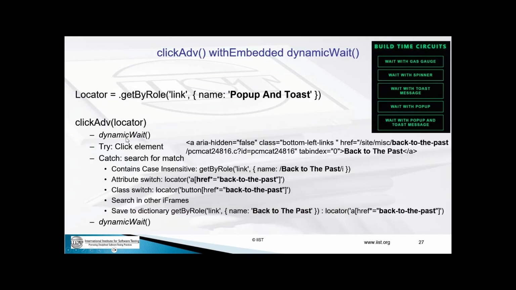We're embedding the dynamic wait, doing the click, and guess what? The session from last month, we talked about if that button, you can't find it, like back to the past doesn't exist. There's different ways to go and class switch, attribute switch.